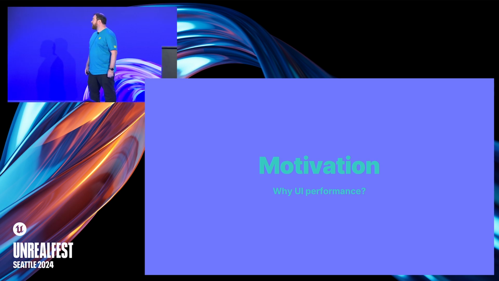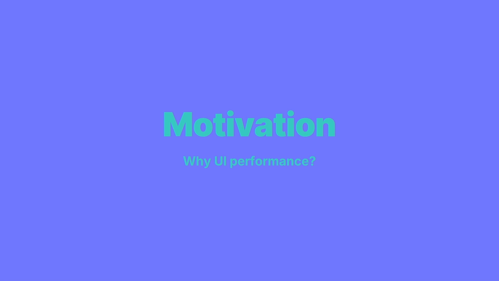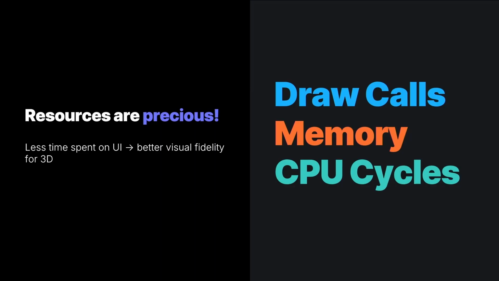Motivation. Why is UI performance so important on mobile, even, as I said, if you don't think your project is very UI heavy? The biggest thing here is that resources are extremely precious. Very limited draw calls on mobile, especially if you want to support slower hardware. Memory is being shared with other applications, so you want to keep your memory footprint as low as possible. And you want to reduce the CPU cycles you're using to get a good frame rate. Anytime you don't spend on UI, you can spend on 3D visuals. You can make whatever you're showing on screen look a little bit better.